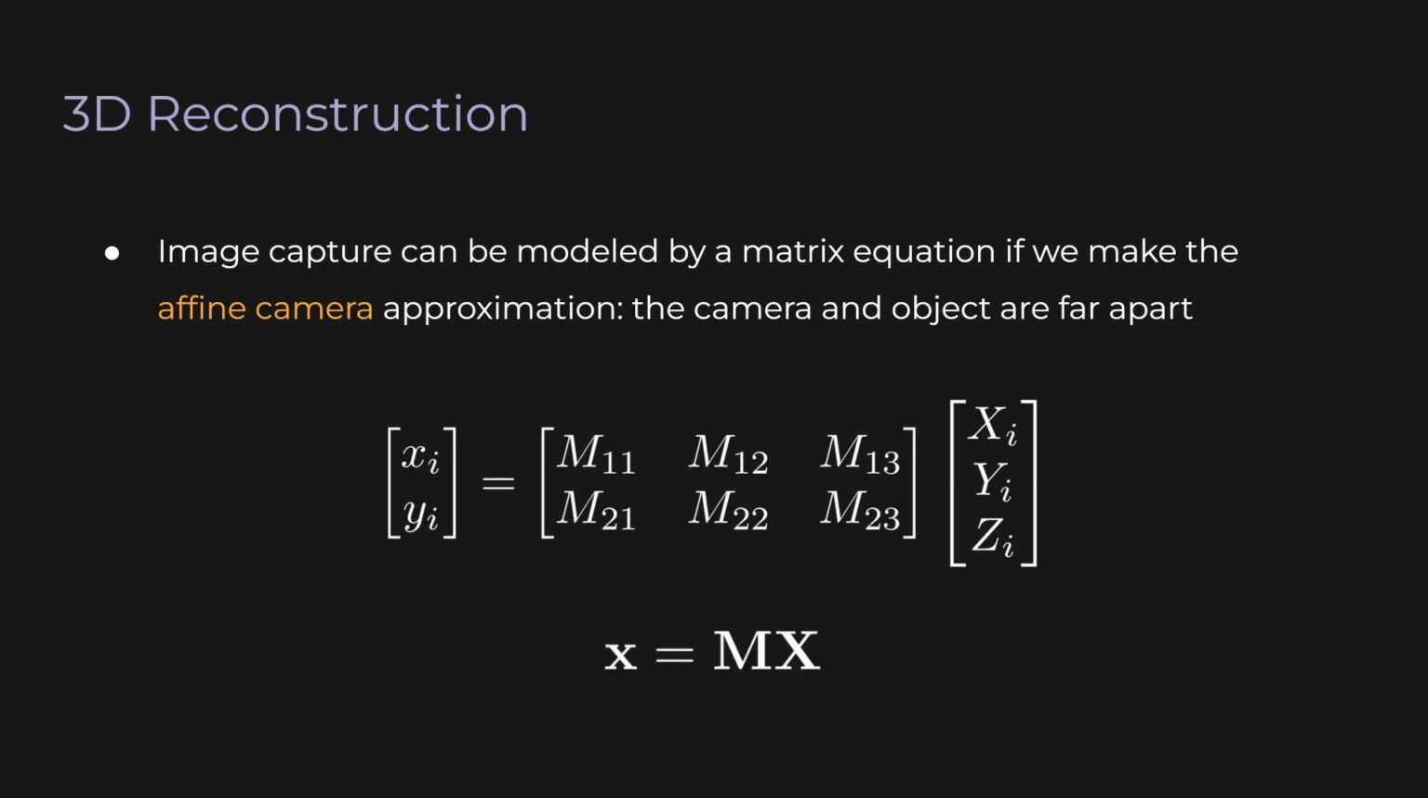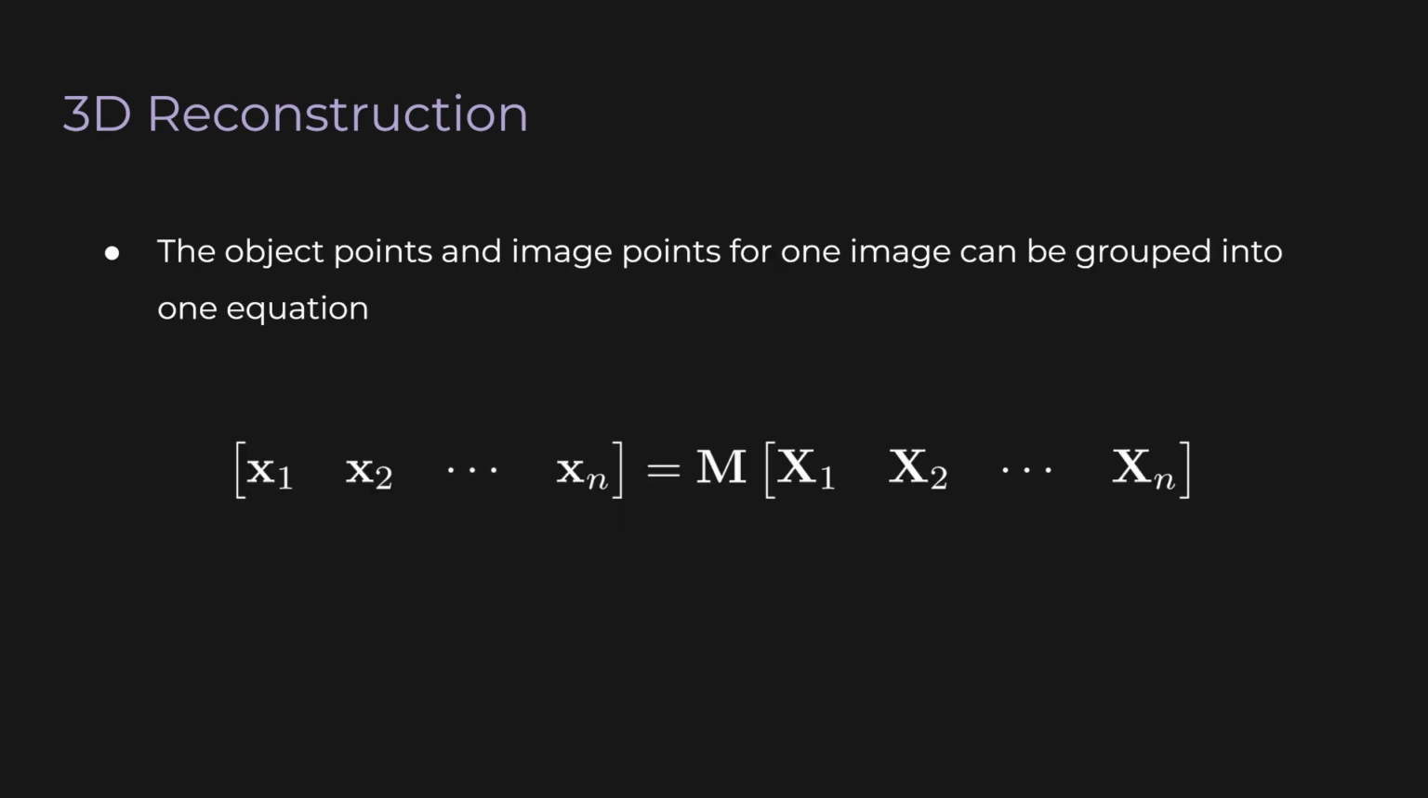To simplify the notation, people often write the matrix equation this way. Obviously, lowercase x represents the 2-vector of image points, capital M is the camera matrix, and capital X is the 3-vector of object points. Now, instead of just thinking about one point, let's think about several.